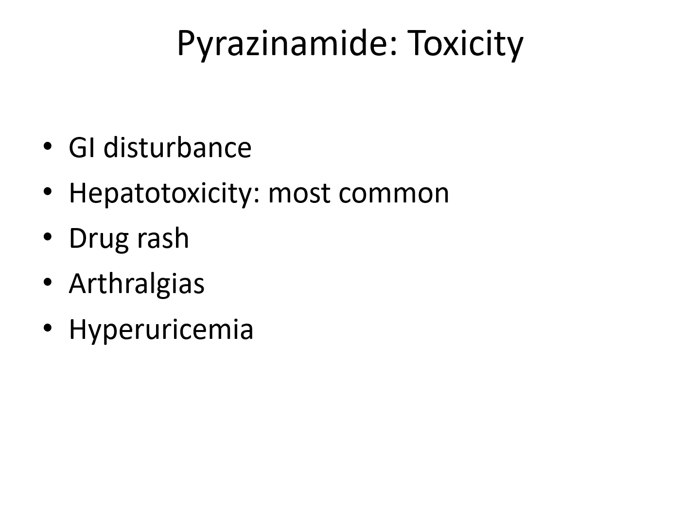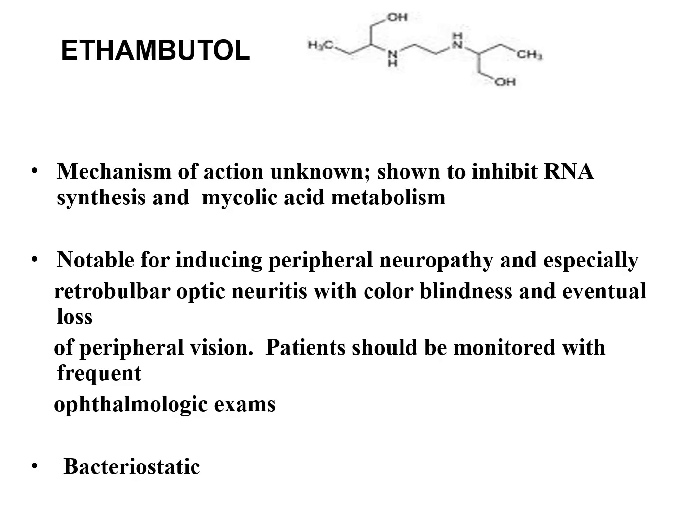Next, almost done. Ethambutol is the last drug. Mechanism of action is unknown, but it could inhibit RNA synthesis and mycolic acid metabolism. The problem with it, so here we don't have hepatotoxicity, but the problem is inducing peripheral neuropathy, especially retrobulbar optic neuritis with color blindness. So this is contraindicated in children who are less than 5 years of age.